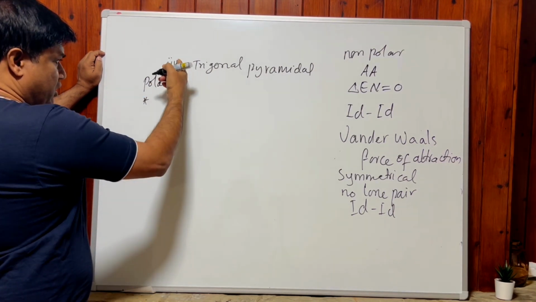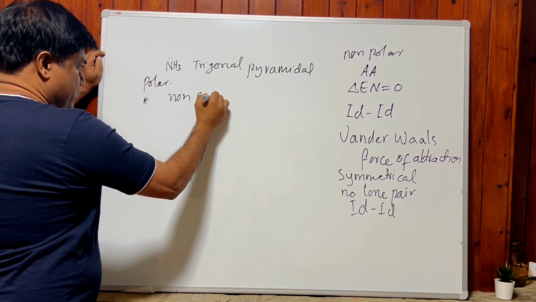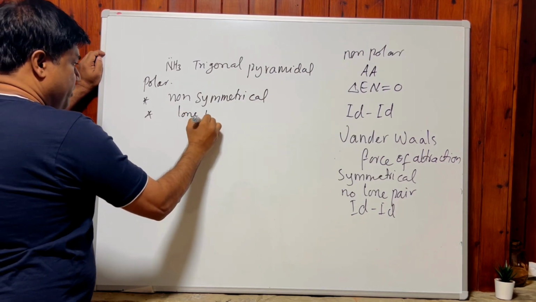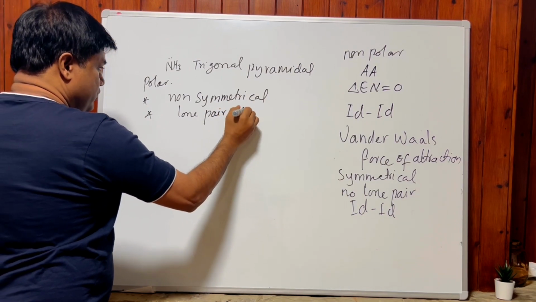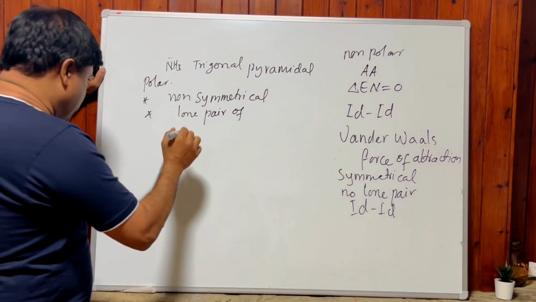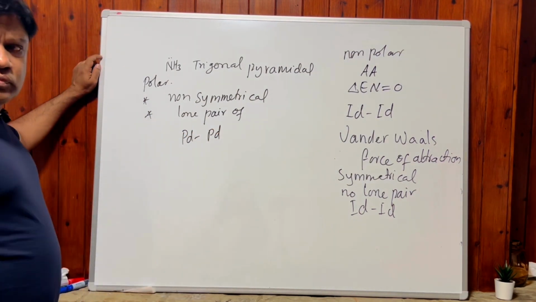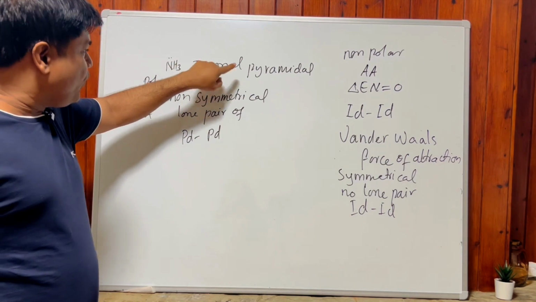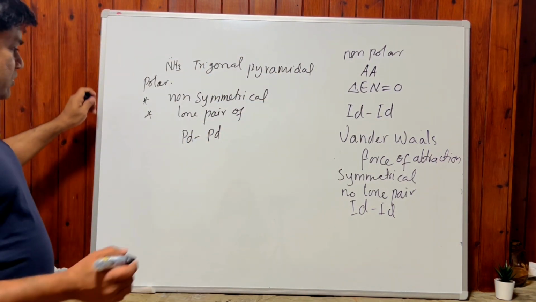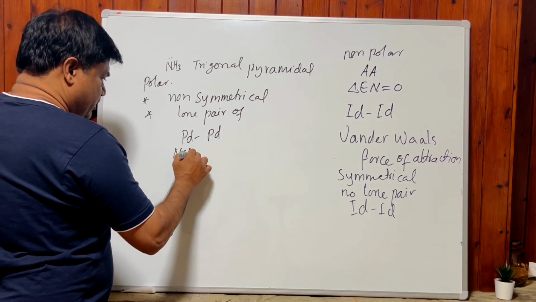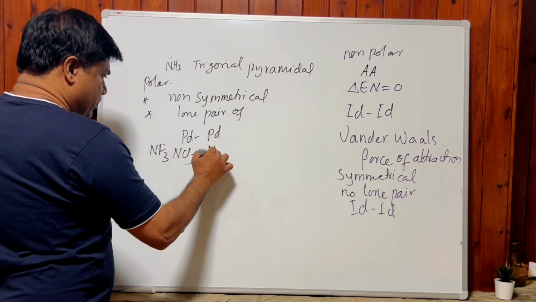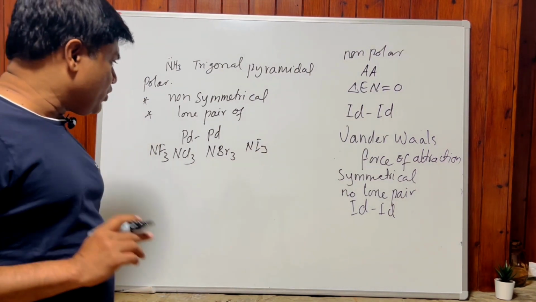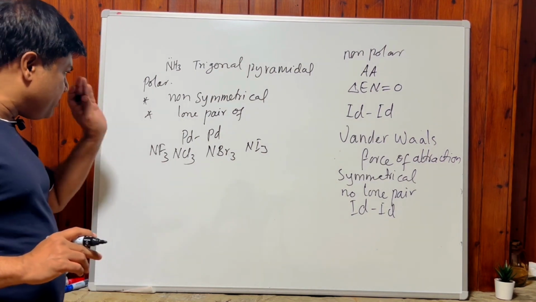Next condition: asymmetrical, non-symmetrical, presence of lone pair of electrons. So what type of intermolecular force of attraction? PD, guys. All the fifth group elements having 3 monovalent atoms, like NCl3, NF3, NBr3, NI3, as long as the central atom has a lone pair of electrons. So non-symmetrical, polar, non-symmetrical, PD.